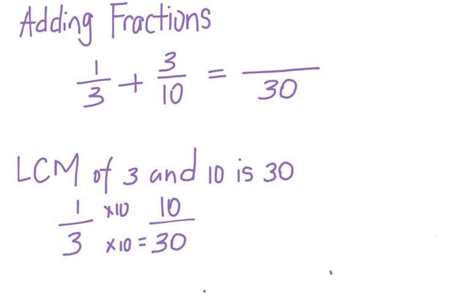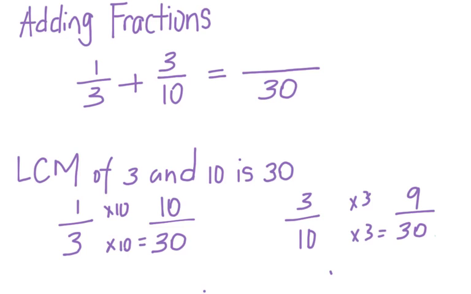Now we're going to do the same thing for 3 over 10. We want to get a denominator of 30. Now when we multiply 10 by 3, that's going to give us 30. So therefore we also multiply our numerator by 3, and that's going to give us 9. So 3 over 10 is the same thing as 9 over 30.